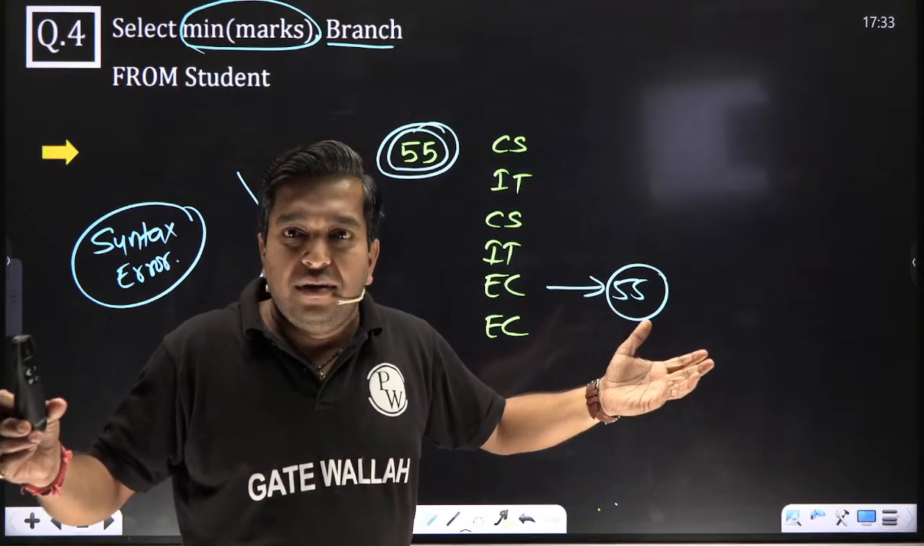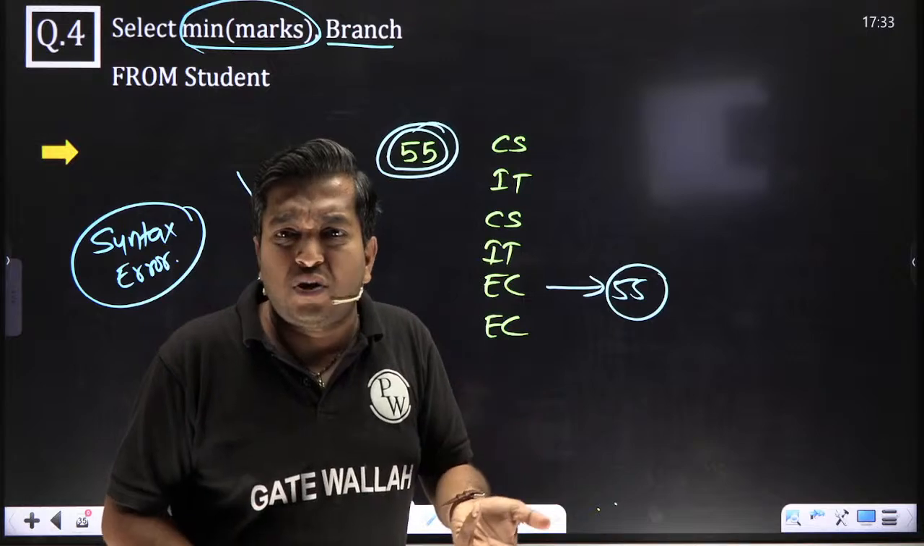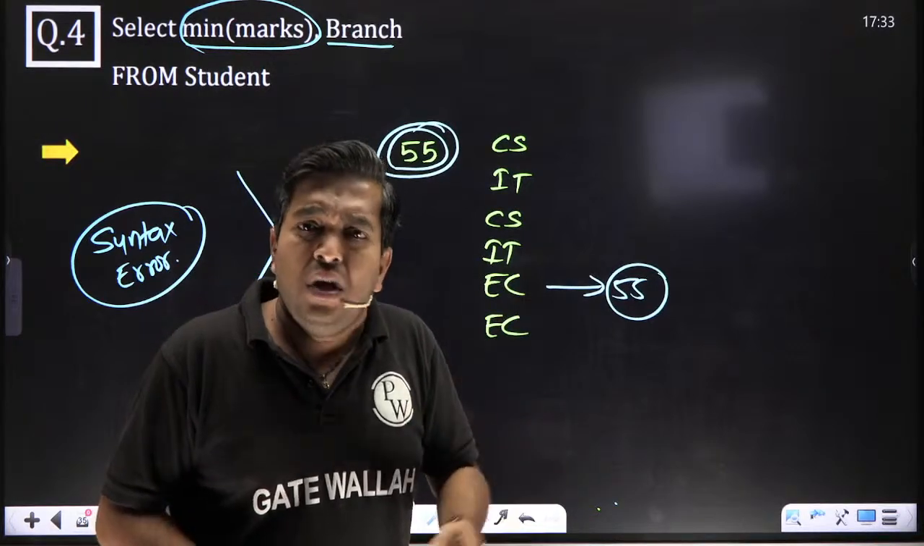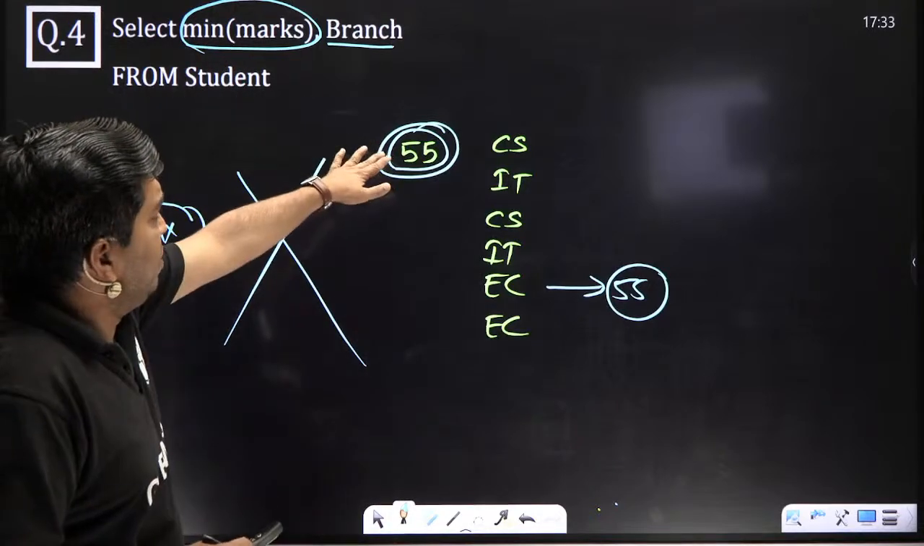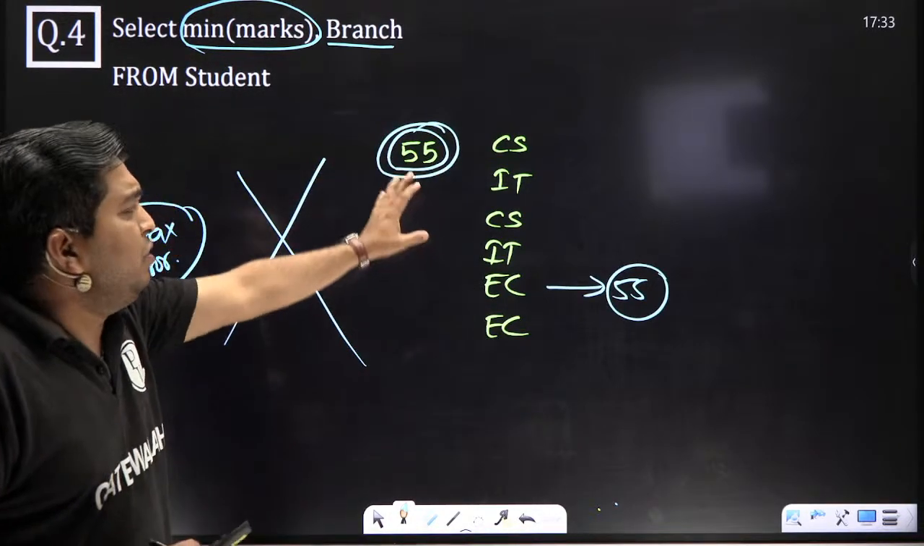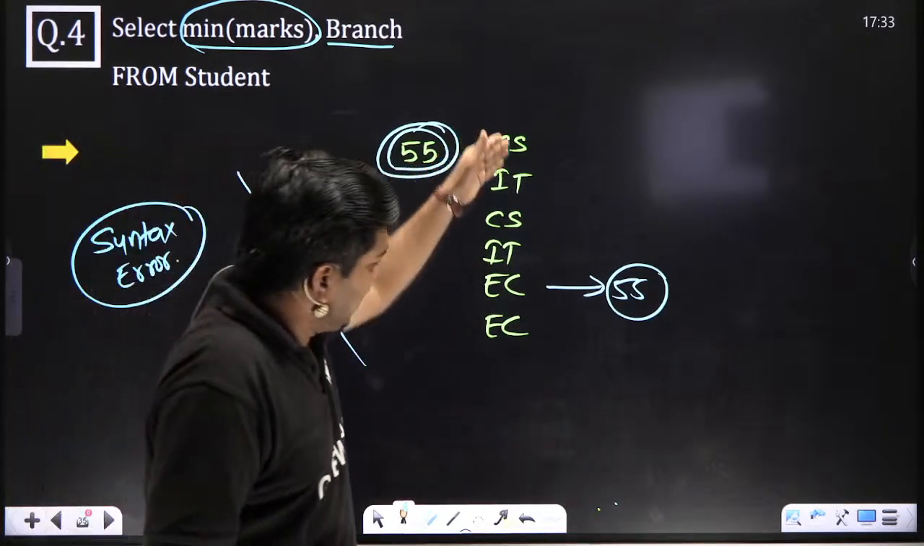Are you getting my point? This is not a text based classification. This is a normal SQL. How will the SQL know? By using this query they will find the minimum marks, then branch, then you are getting the correct output? No, you are getting minimum marks but getting all branch.